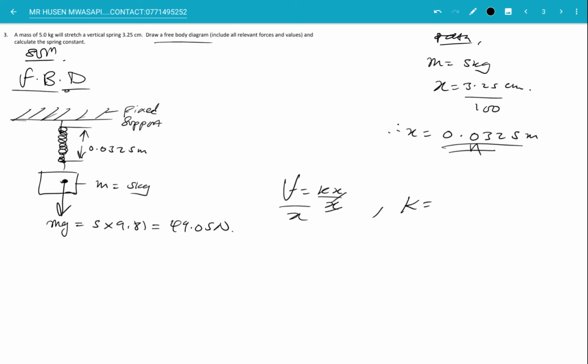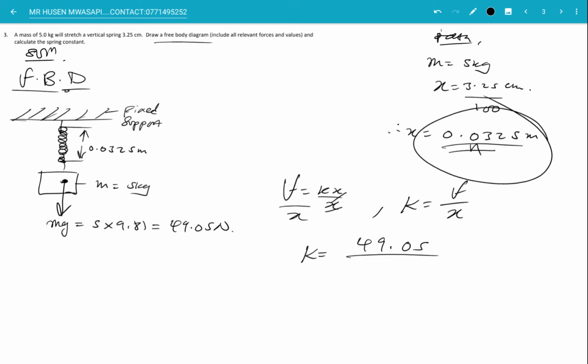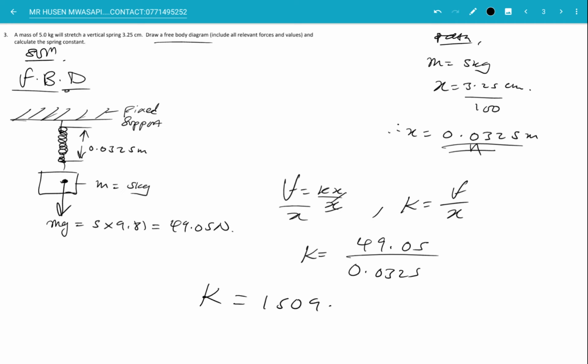Therefore, the spring constant is force over what? Extension. So K is equal to the force, which is the weight here. So it's going to be 49.05 divided by the extension, this guy here, and you have 0.0325. So K will now be equivalent to 1509.2 newtons per meter.